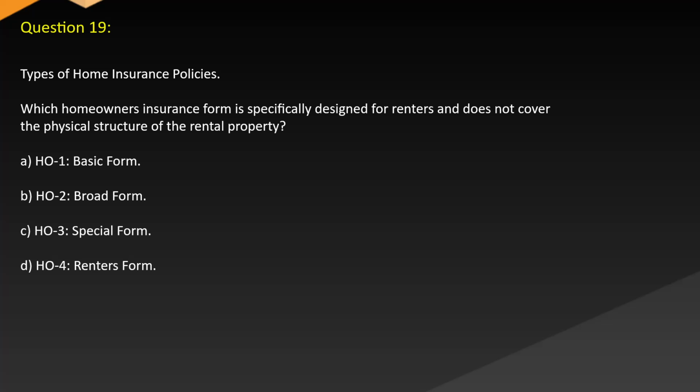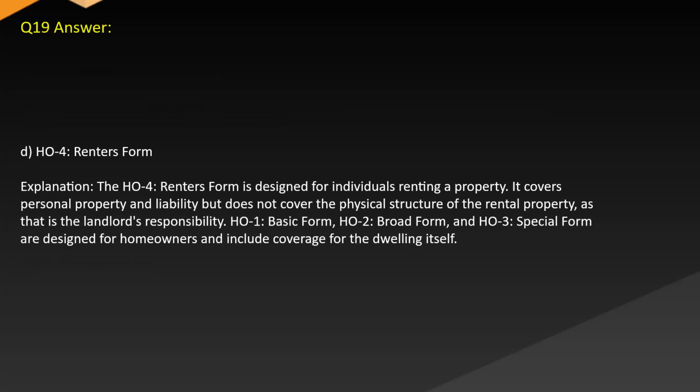Which homeowners insurance form is specifically designed for renters and does not cover the physical structure of the rental property? A. HO1. Basic form. B. HO2. Broad form. C. HO3. Special form. D. HO4. Renters form. Answer. D. HO4. Renters form.